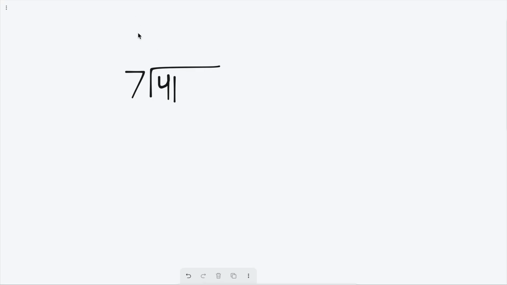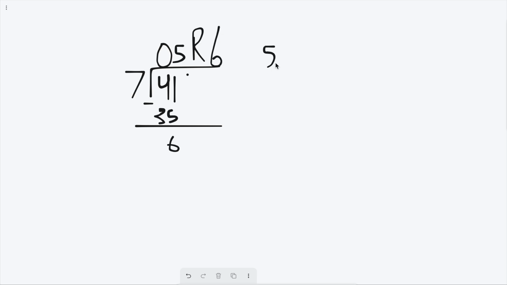Okay, so how many times can 7 go into 4? 0 times, so we do nothing. How many times can 7 go into 41? 7, 14, 21, 28, 35. So 5 times, and then 35. 41 minus 35 is 6. No numbers left, so that's our remainder. The remainder is 6, or you can write it as 5 and 6/7.